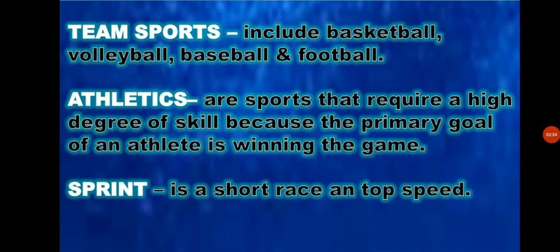Now, athletics are sports that require a higher degree of skill because the primary goal of an athlete is winning the game. Among the important athletic games in the Olympics are sprint, hurdle, relay, discus throw, pole vault, and shot put. Sprint is the short race at top speed. The sprinter must be able to propel his body into motion quickly and accelerate to top speed. Sprint includes the 100-meter dash up to 440-meter dash.